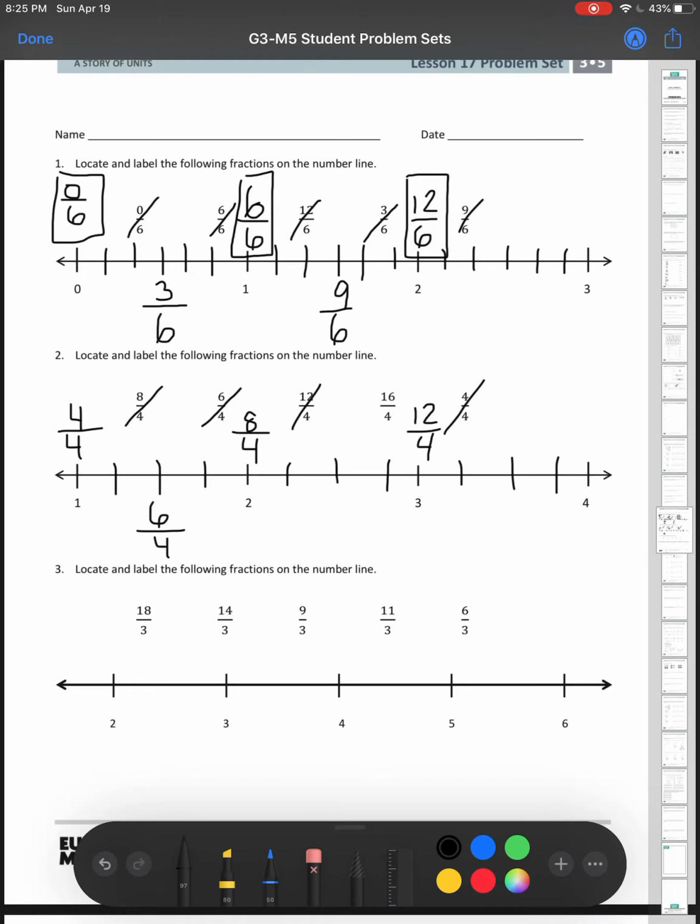So then 16 fourths is our last fraction. You could either count from the 12 and go 13, 14, 15, 16, or you can say 4 times 4 is 16, so we know that 16 fourths is 4 wholes. And then like we did on number 1, we'll box the whole numbers. So then on number 3, locate and label the following fractions on the number line. This time they started the number line with 2 and ended with 6, and we're working with thirds because all the denominators have a 3.